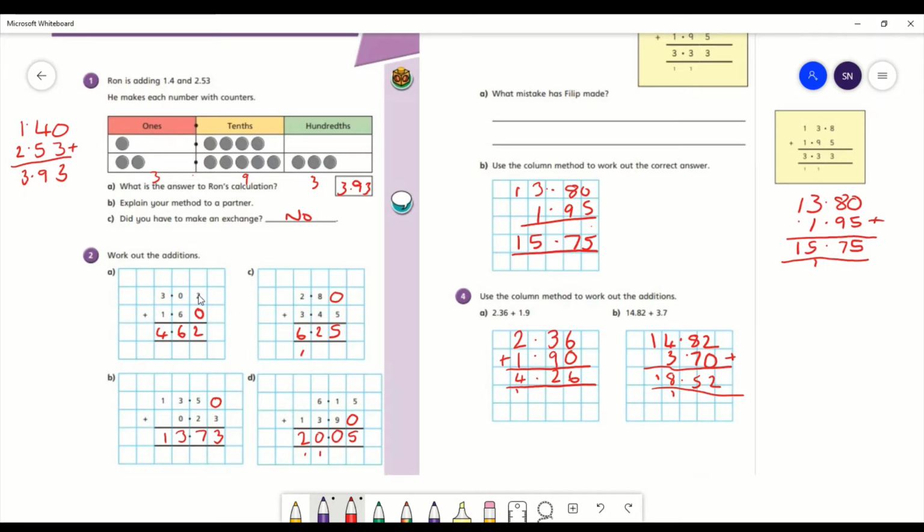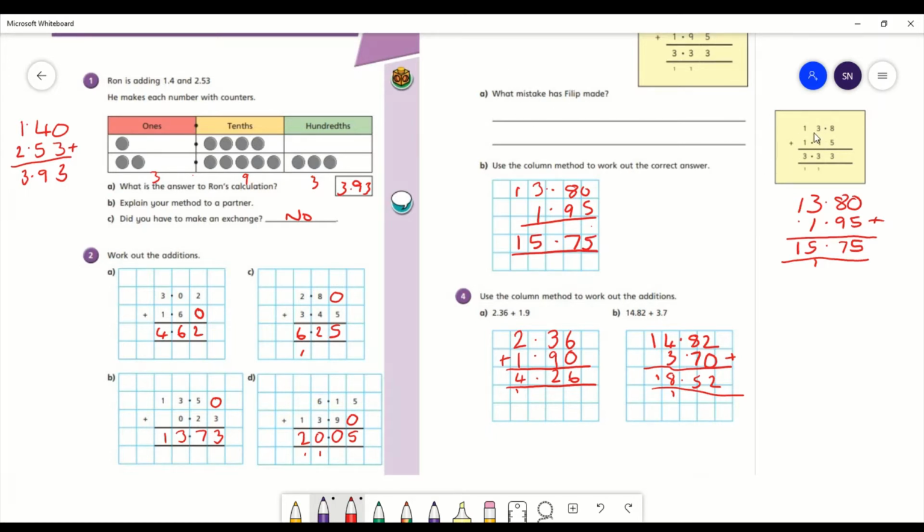Then I start from the least significant digits, add them up, and I get 4.62. B, I added them up, 0 add 3, 5 add 2, 3 add 0, 1 add 0, so it's 13.73, and I did the same for D, 20.05. Okay, what mistakes has Philippe made?